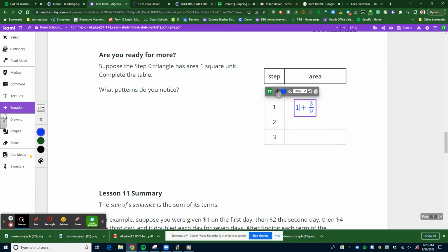Now we would simplify that eventually. And I don't even want to get to the simplification part. I just want to get the setup part. Okay? So my next one, I'm making even more teeny tiny triangles. So I'm adding onto this one. So what should I do? If I want to make a new equation box, what should I do with this one?